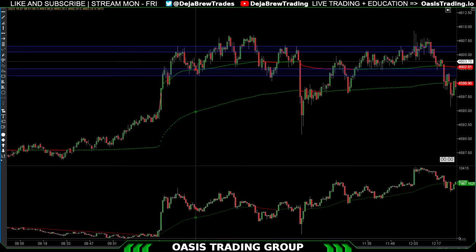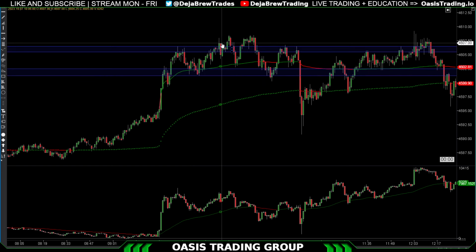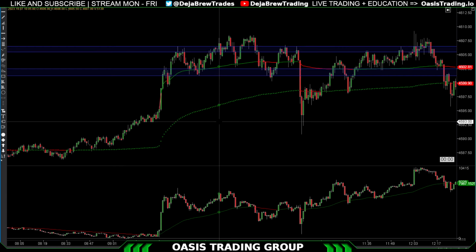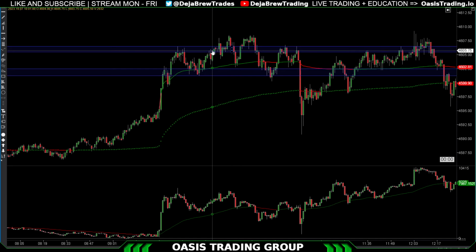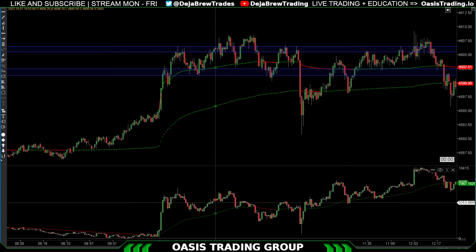The next thing we want to look for is on that attempt to break the distribution high. What is the delta doing? Is the delta following price or is it showing a bear div? So on this first attempt to break the distribution high, delta is following price.